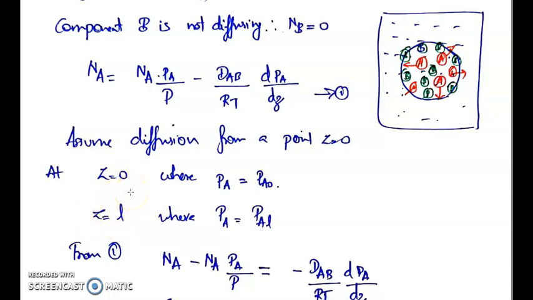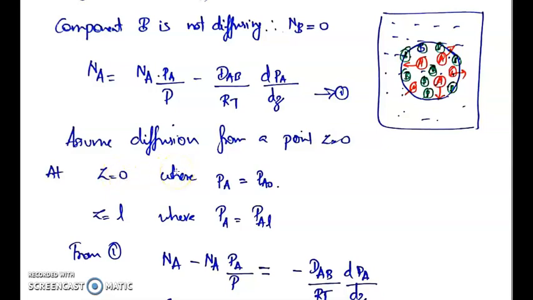And I said for diffusion to take place there should be a concentration difference. So here the partial pressure at Z is equal to 0 is assumed to be Pa0 and partial pressure at Z is equal to L is PaL. So the concentration difference between these 2 points is Pa0 minus PaL. If Pa0 is high, then the molecules will diffuse from Z is equal to 0 to a point Z is equal to L. If it is vice versa, the diffusion will be from Z is equal to L to Z is equal to 0 location.